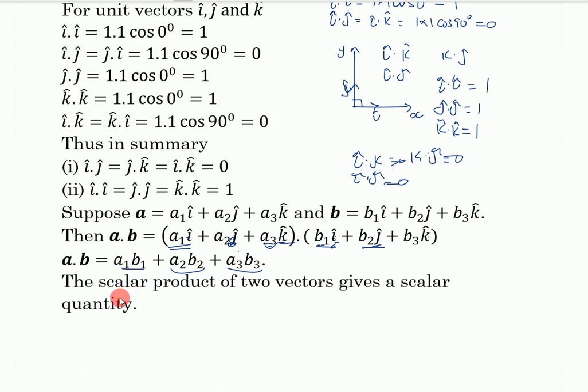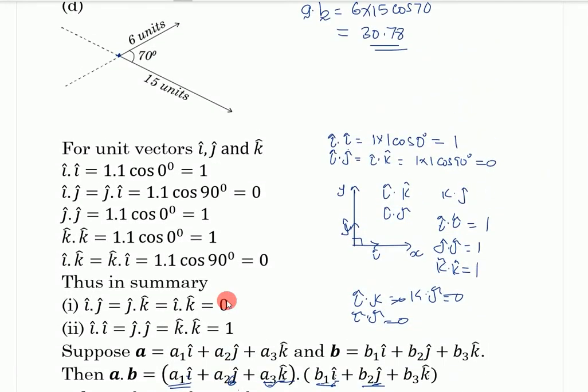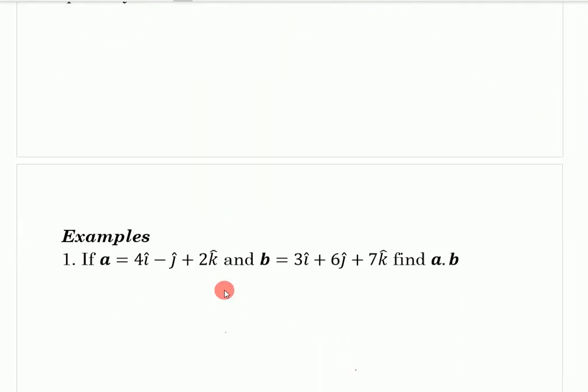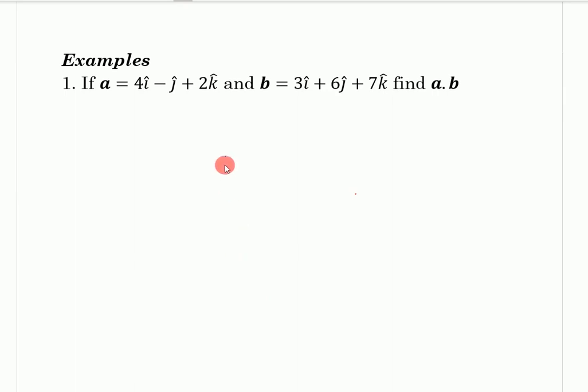And you're also observing that the scalar product of two vectors gives a scalar quantity. That is what we can say about a scalar product. We have an example here. They are telling us that if a equal to that and b equal to that, find a dot b.